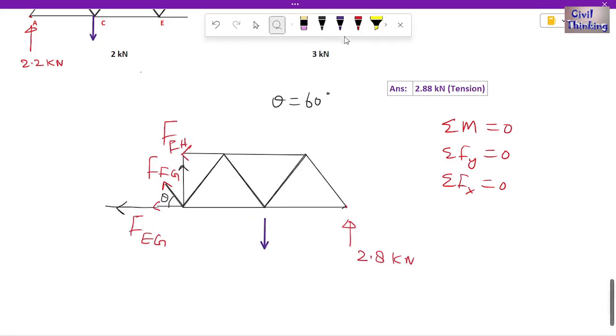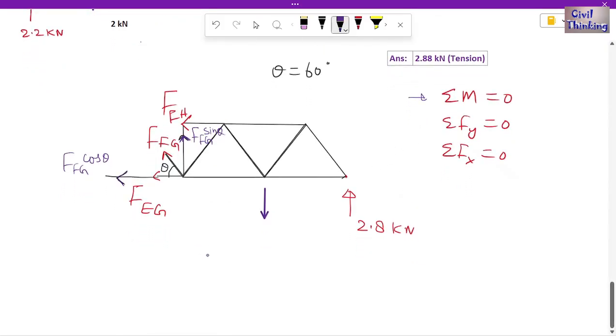Now this is FFG sine theta, this component, and this component is FFG cosine theta, right? This is the sine component and this is the cosine component of FFG. So we have resolved this force. Now let us apply these equations. Let's first apply summation of moment.